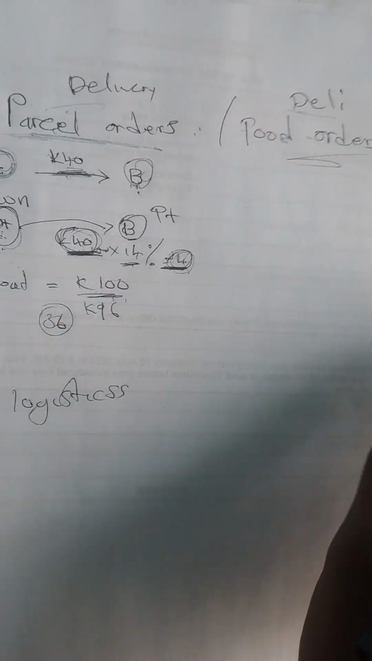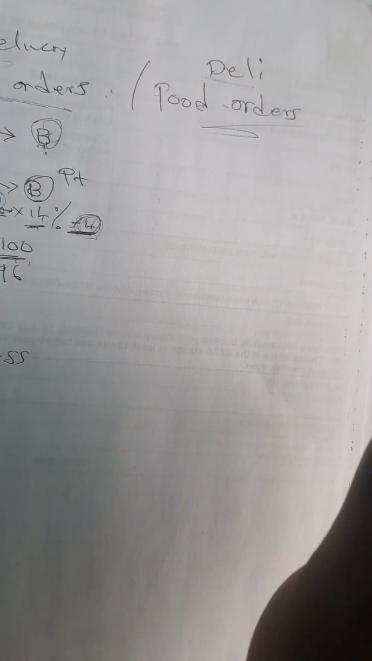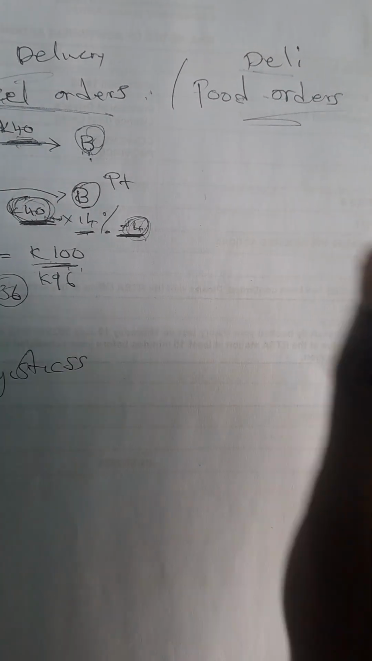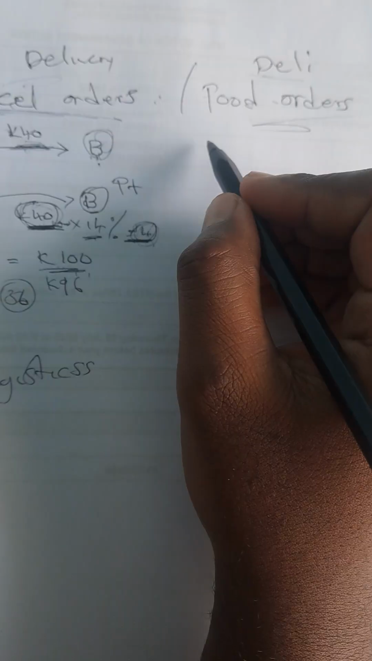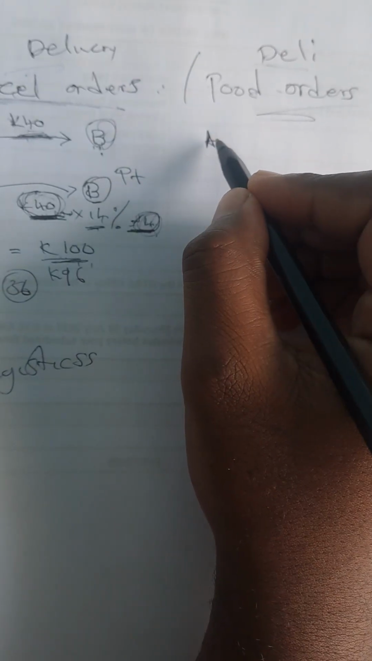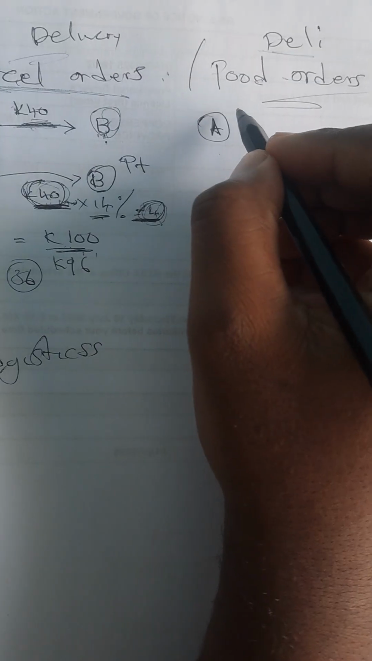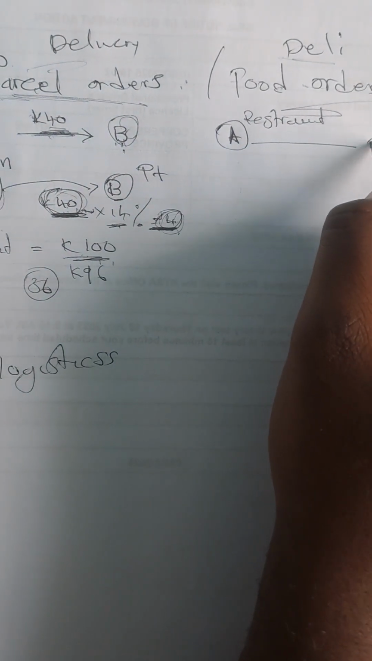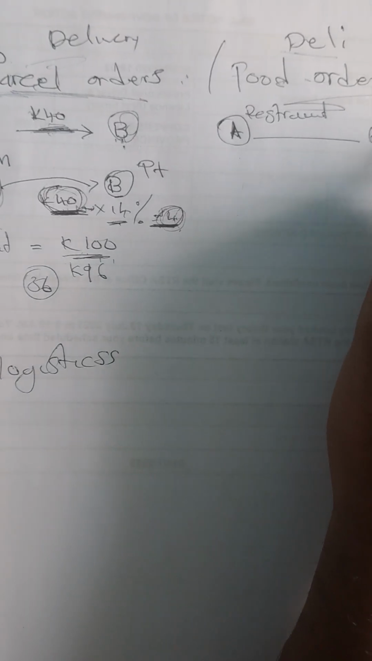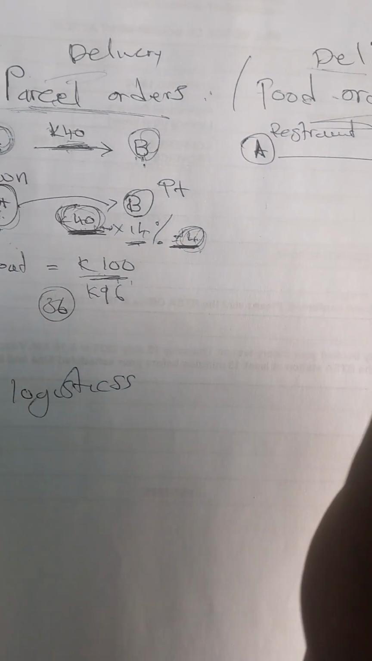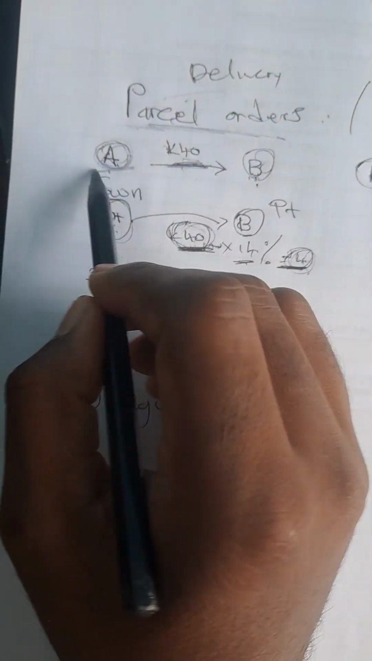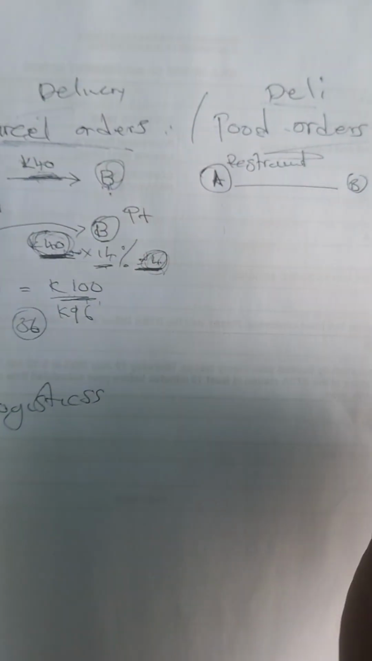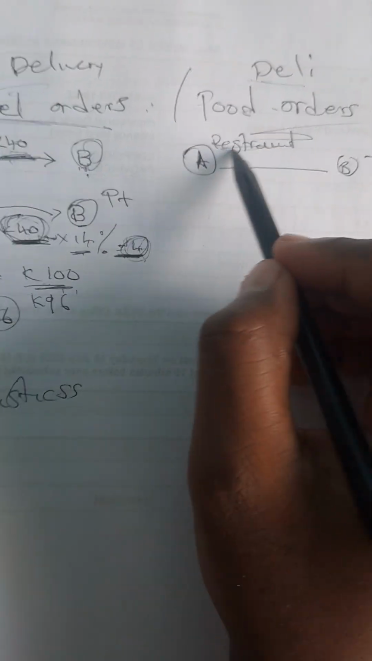Let's move to our food orders, or what we term as daily orders. Daily orders is simple. When you get an order for daily, point A is always the restaurant, then point B is the customer. Remember, for parcel orders, point A could be anywhere, where the customer is, where you're going to get that parcel. But for food orders, point A is always the restaurant.